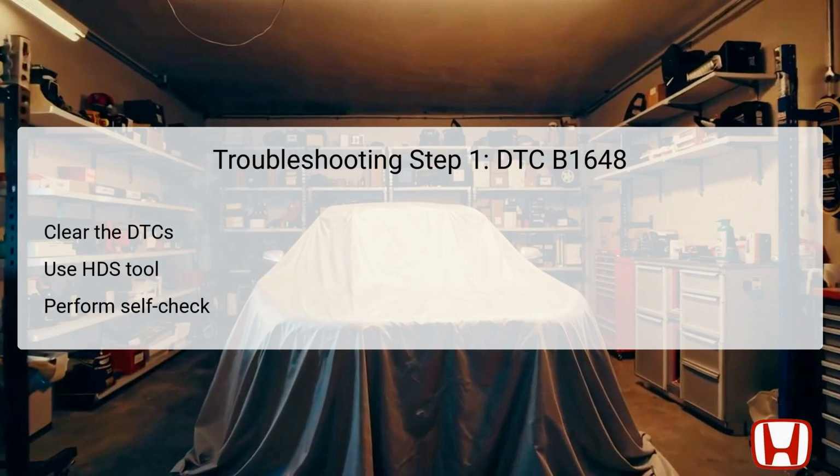The first step in addressing DTC B1648 is to verify the problem by clearing any stored diagnostic trouble codes, DTCs, using the HDS, which stands for Honda Diagnostic System. Once cleared, access the keyless access control unit from the one-push start menu within the HDS. Enter the self-check option to initiate a comprehensive self-diagnostic of the system. After this self-check is complete, the HDS will provide any existing DTCs if the issue persists.